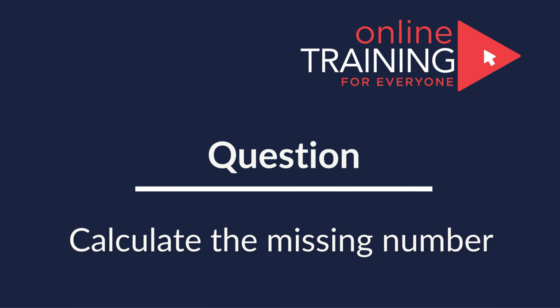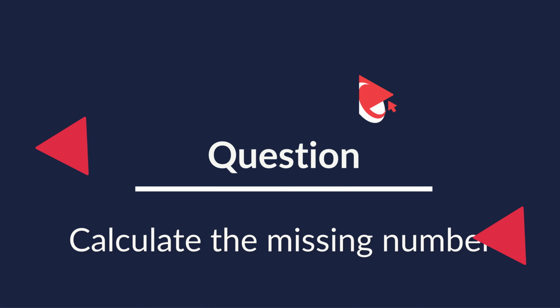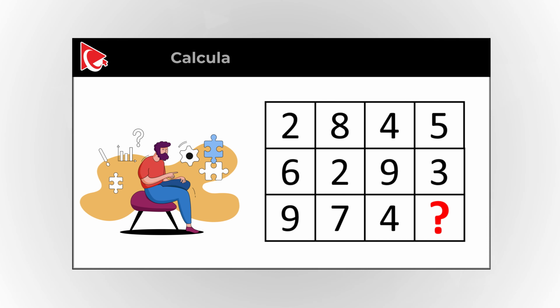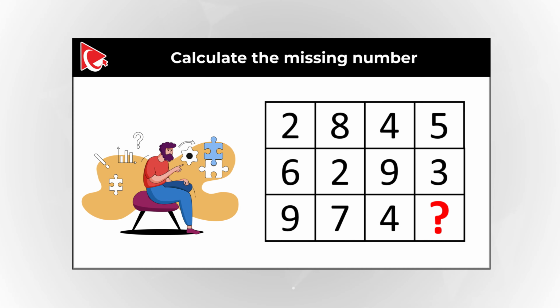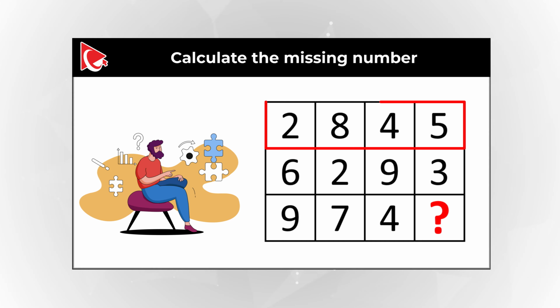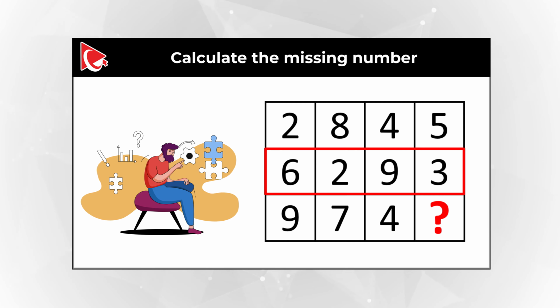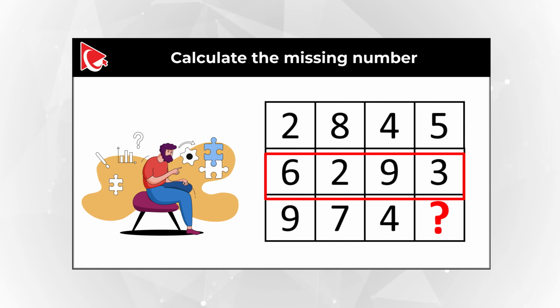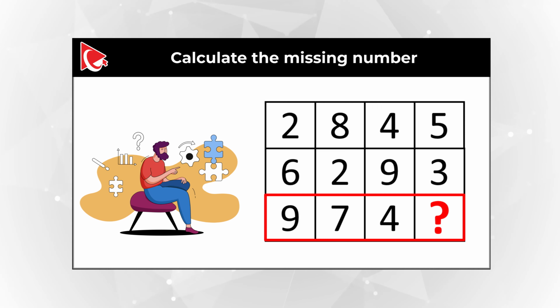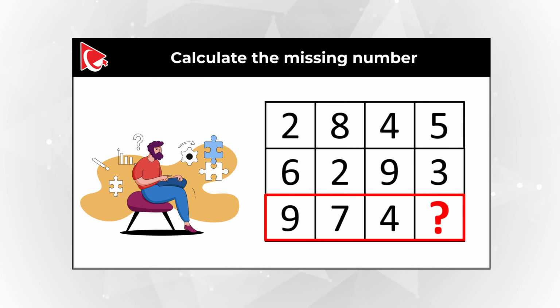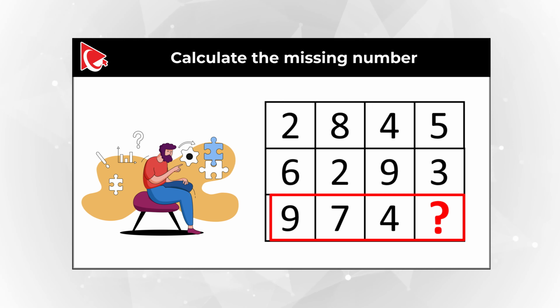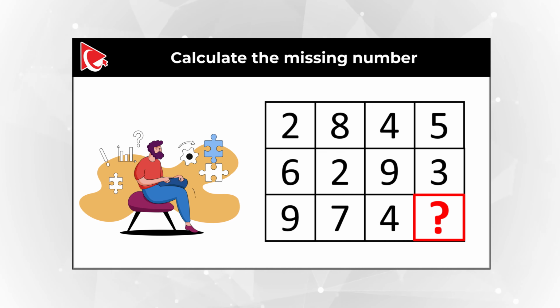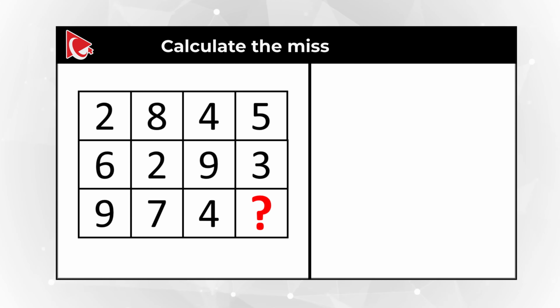Here is one of my favorite questions, which validates if you can think out of the box. You're presented with the rectangle, which contains 3 rows. First row has numbers 2, 8, 4, and 5. Second row has numbers 6, 2, 9, and 3. And the last, third row, has numbers 9, 7, 4, and then the fourth number is missing. Can you calculate it? You're presented with 4 different choices.